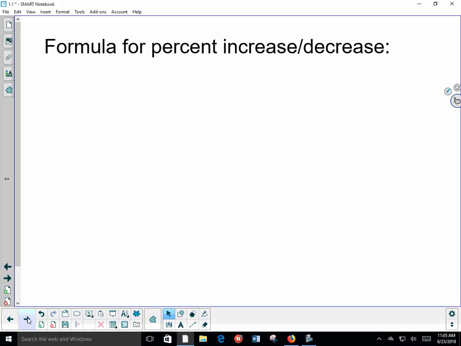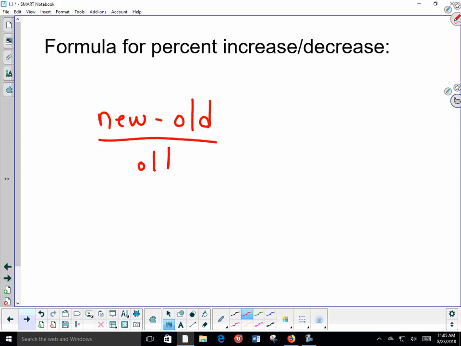Okay, so let's talk about the formula for percent increase and decrease, because some of the homework problems ask you to do that, and so maybe you're not familiar with this or don't remember it. So basically, it's new minus old over old, and then you could say like times 100 to get a percent.